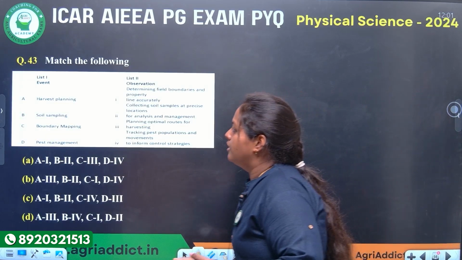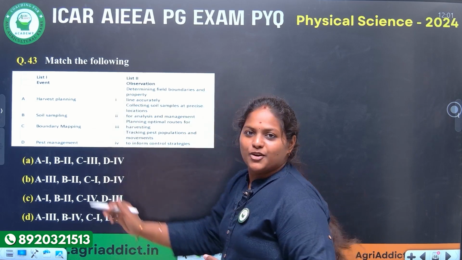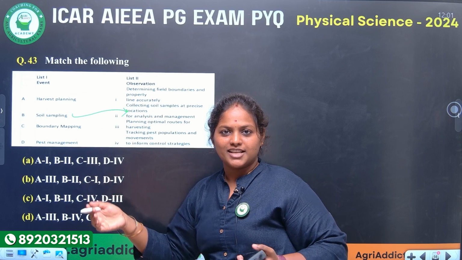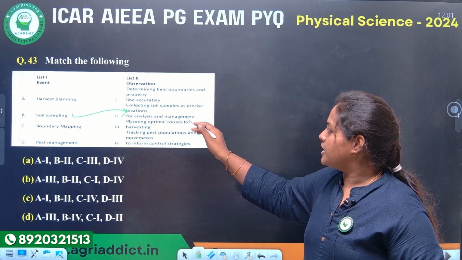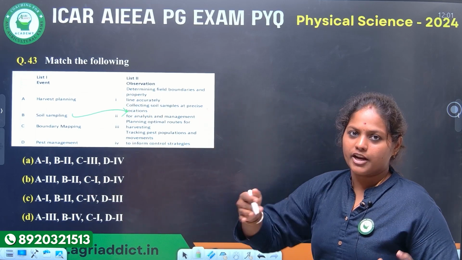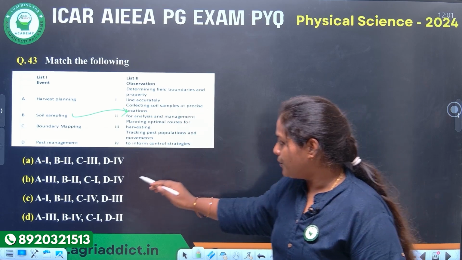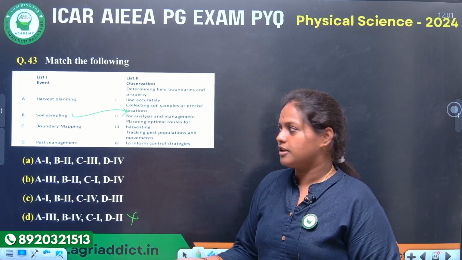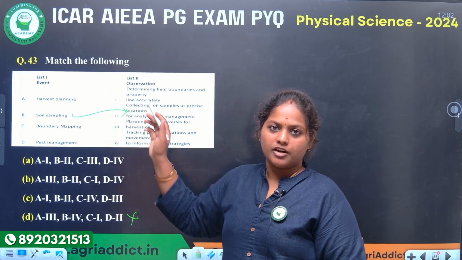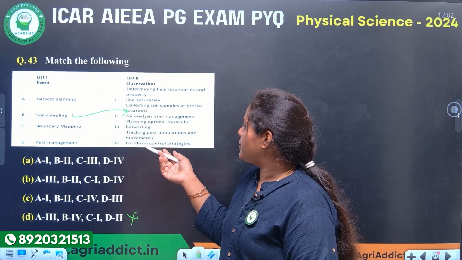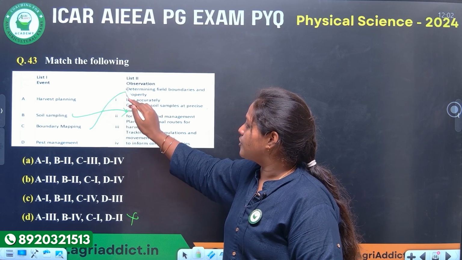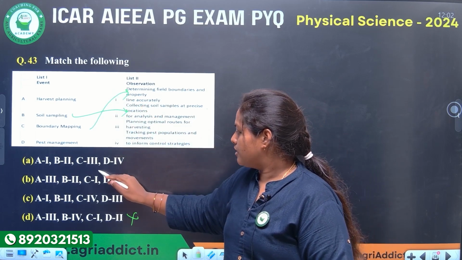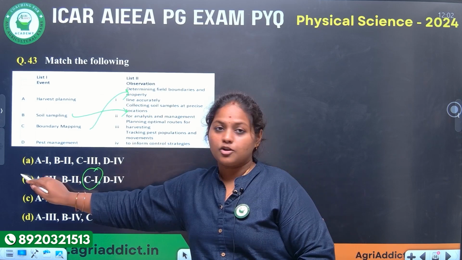Question number 43. Match the following. First we will go with soil sampling, because it is somewhat easier for us, right? Soil sampling. Collecting soil samples at precise location for analysis and management. B2. Which is B2? Oh, 3 options are there. One is eliminated. Let us see others. Boundary mapping. It will come in soil survey. Boundary mapping means determining field boundaries properly. That is called boundary mapping. C1. Answer is option B.